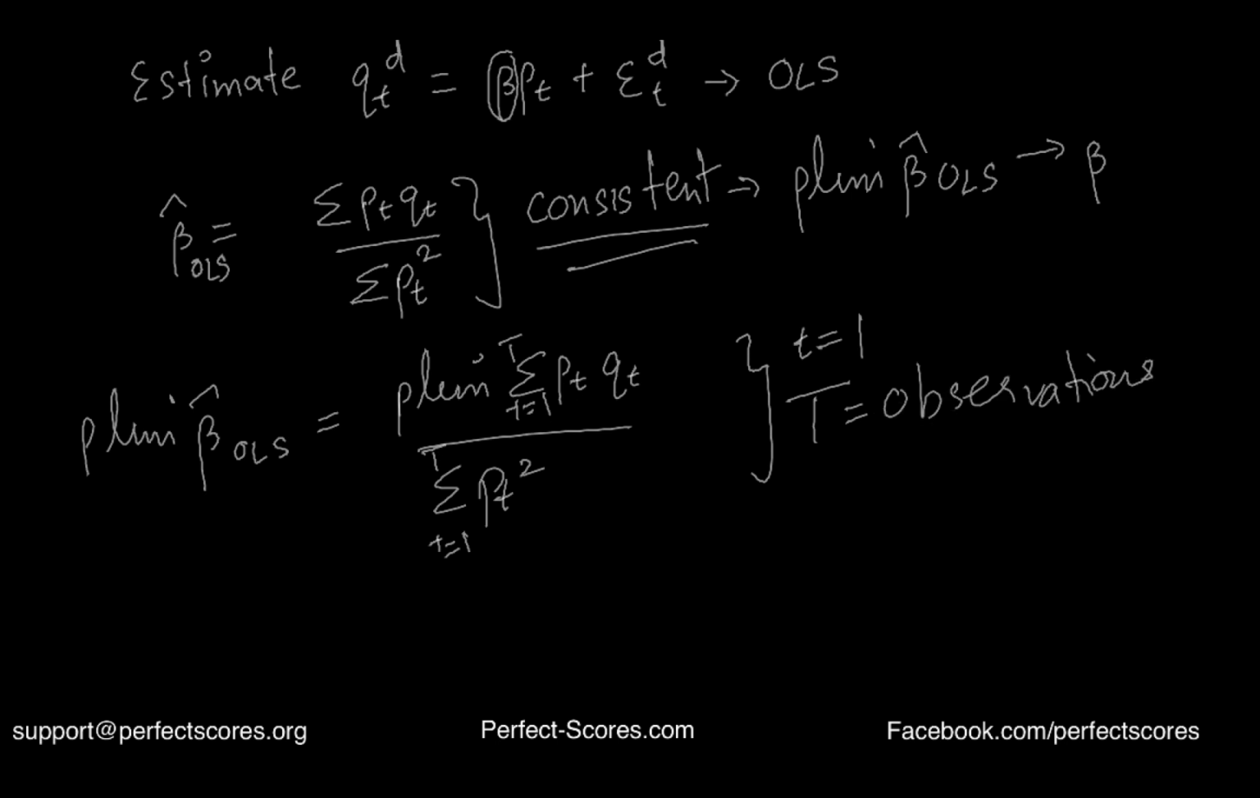Now, bear with me here, right? So let's try to find the probability limit of the denominator. Let's see what happens there. So what about the probability limit of the denominator, which is the sum of p_t squared, where t runs from 1 to T, right?